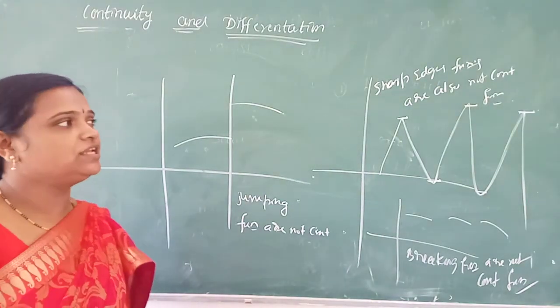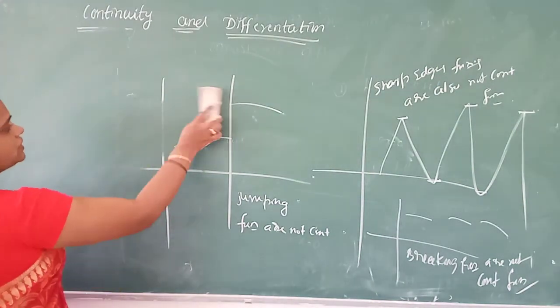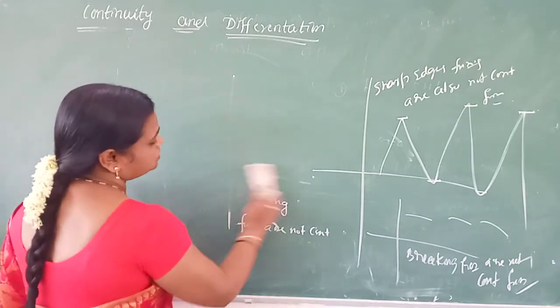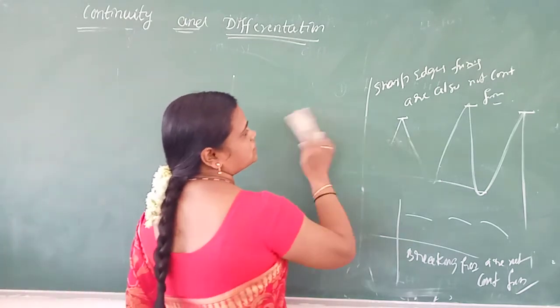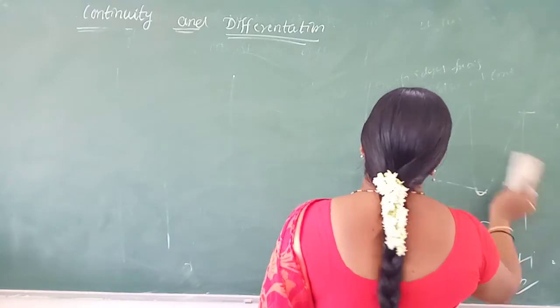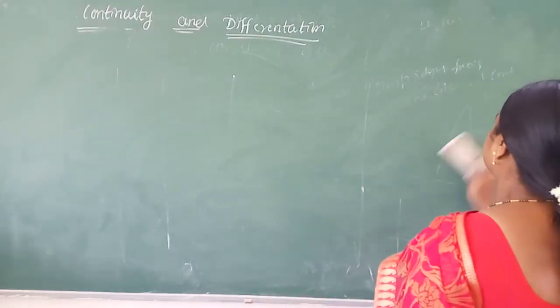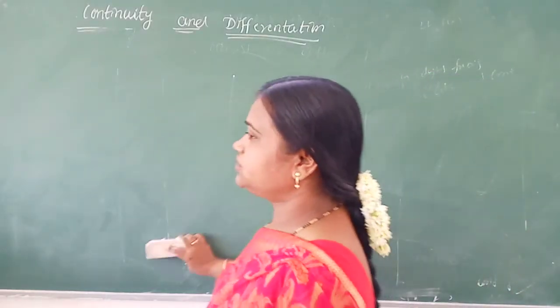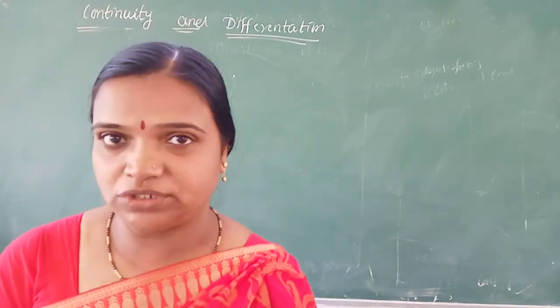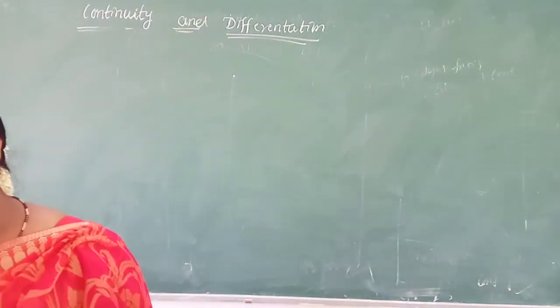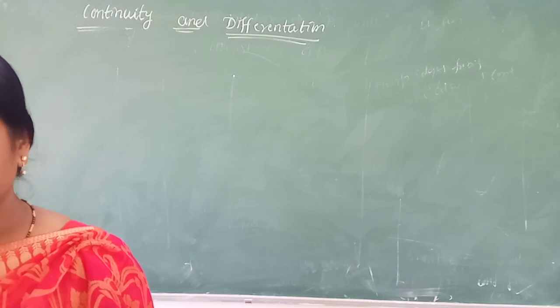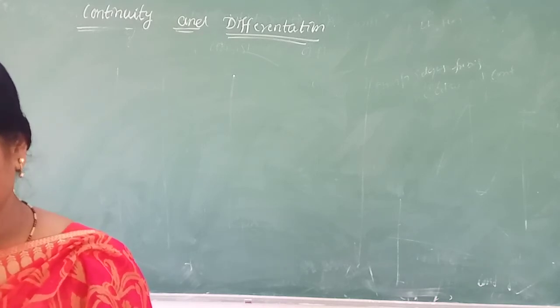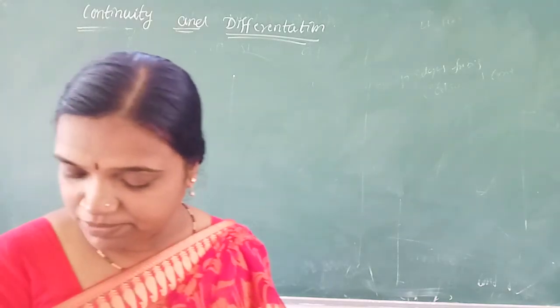In CET they will give, by giving the graph, they are giving the options. Is the given function continuous? Then in that case by seeing the graph you can say whether the function is continuous or not. Okay. In this way we can say the definition of the function. Next I will take one example based on that.